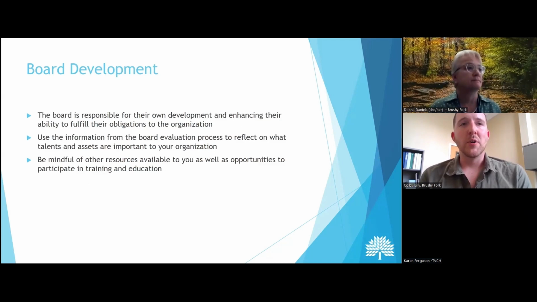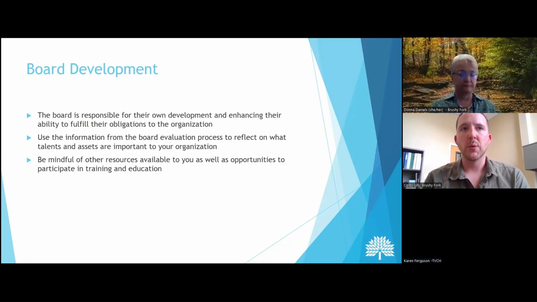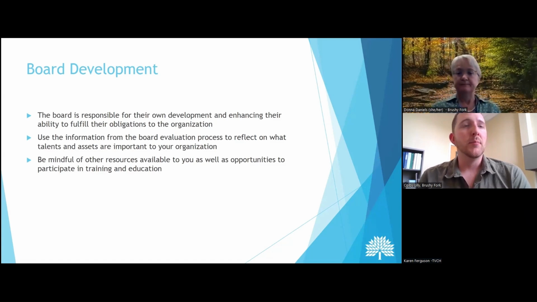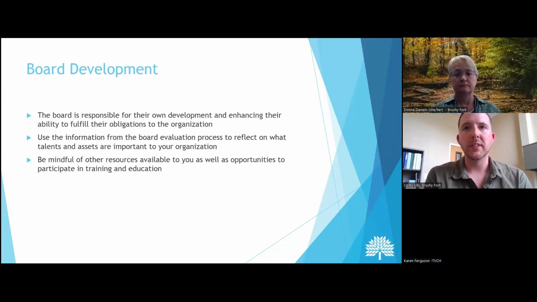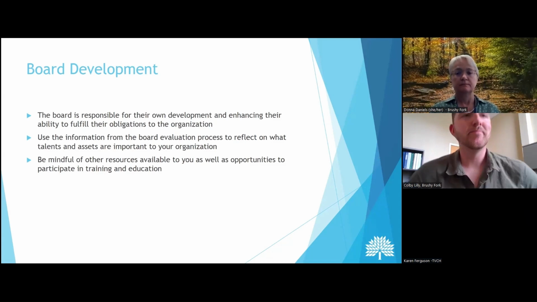So looking at board development, the board is responsible for their own development and enhancing their ability to fulfill their obligations to the organization. Board development is the process of providing board members with training and resources to improve the performance and effectiveness of each director and ultimately of the entire organization.